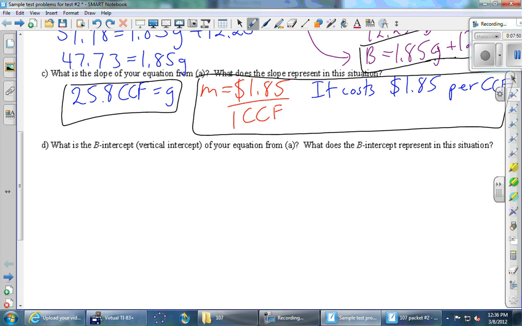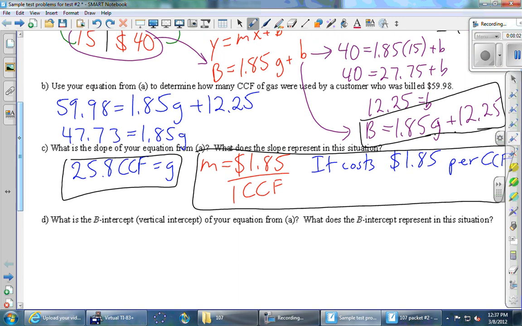And then finally D, what is the B-intercept, the vertical intercept of your equation from A? And what does the B-intercept represent in this situation? So let's go back up to our equation that's in the box right here. So that's our equation, and we know that the B-intercept is this little b, which was 12.25. And that corresponds to a value of this guy equal to 0. So you get your y-intercepts when x is 0. We get our b-intercept when G is 0.